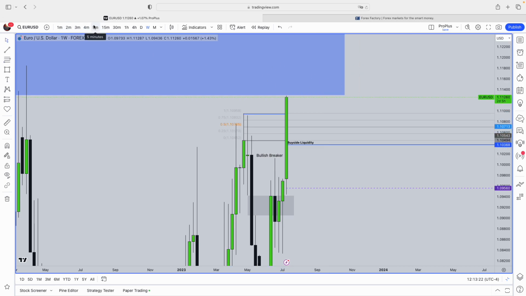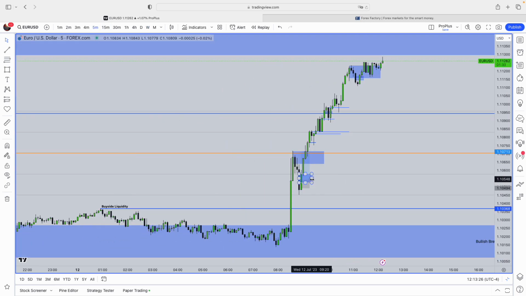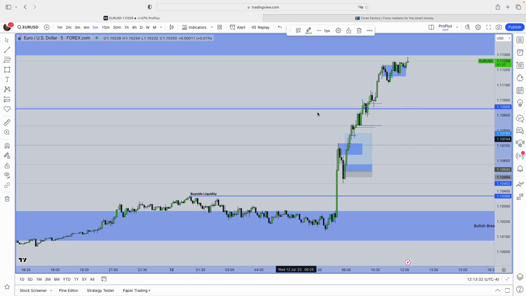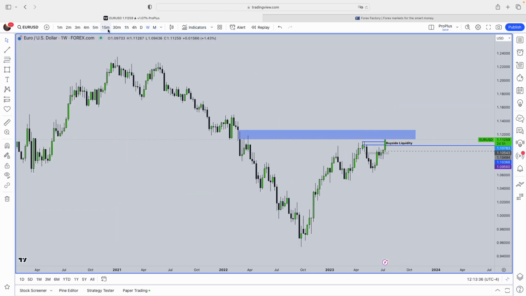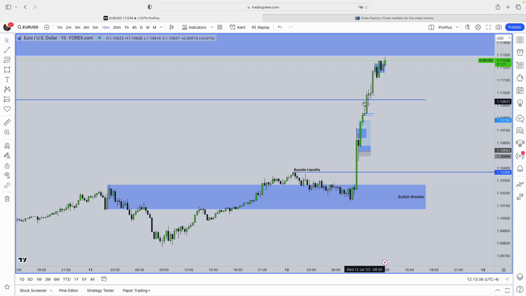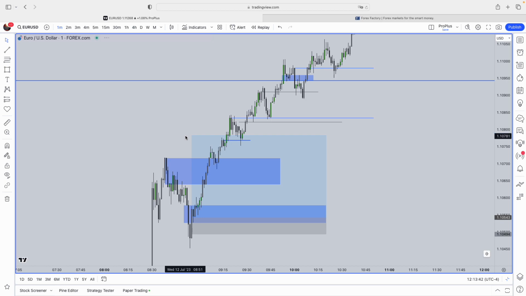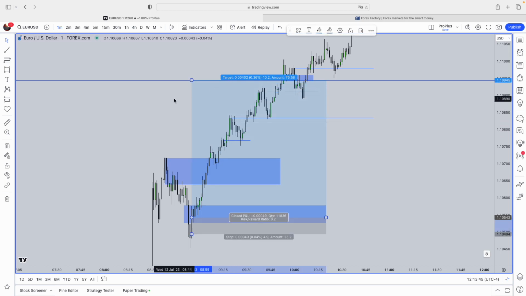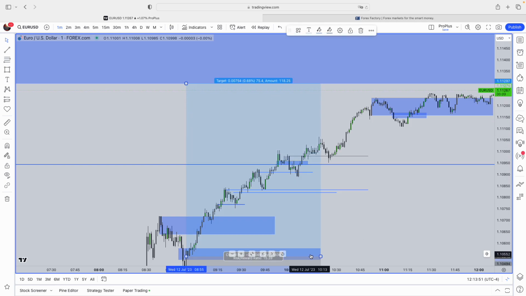So let's go back on the 5. This is our target, and this is our entry. Where is it? Is that the consequent encroachment? Okay, so the consequent encroachment already hit with that buy side here. But my next target was that buy side here. Then my next target was this here.